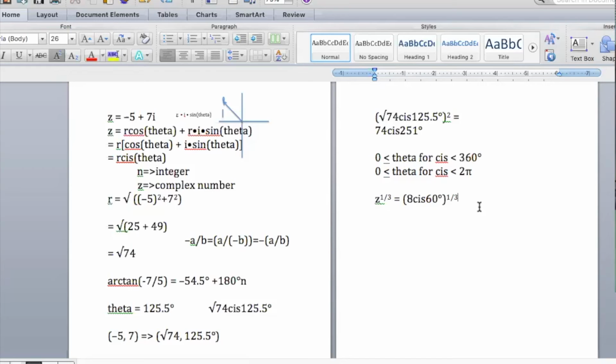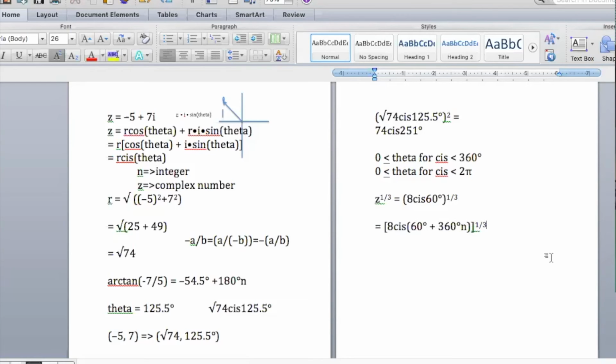And that's because we need to remember that although in standard form here we're going to write this with theta between 0 and 360, or between 0 and 2 pi, the fact is that no matter how many times you go around and around the circle, there are basically an infinite number of ways that you can name one of these complex numbers. So in order to do this 1/3 power, we're going to have to keep in mind that this is really 8 cis 60 degrees plus 360 degrees n.